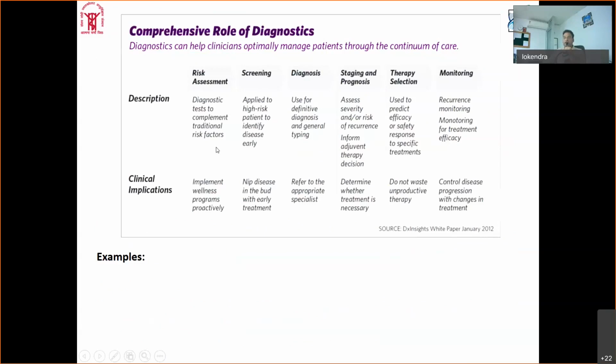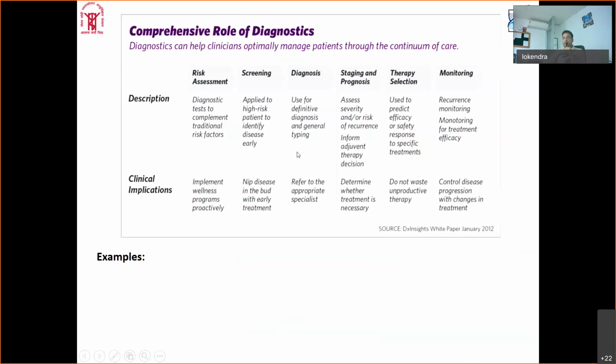It is not only about molecular diagnosis, but generally the role of diagnostics in patient care. What are the clinical implications and what is the description? I'm going to describe it here. Risk assessment is one aspect which will tell us how to avoid those kinds of diseases by implementing wellness programs. And there are various methods by which you can screen whether some individuals or some population is at high risk. A screening program also involves various diagnostic methods, through whose results we can learn about the disease at a very early stage, so that disease management becomes easy.